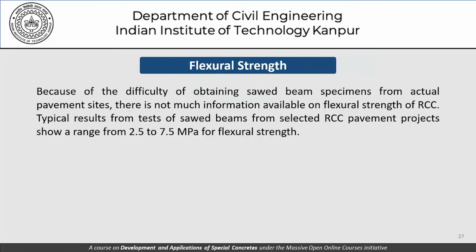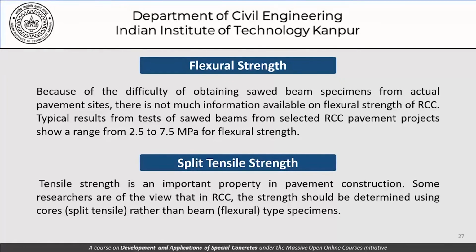As far as flexural strength is concerned, because of the difficulty of obtaining sawed beam specimens from actual pavement sites, there is not much information available in literature on the flexural strength of RCC, but typical results from tests of sawed beams from selected pavement projects show a range of 2.5 to about 7.5 MPa for flexural strength. Split tensile strength is another property which is important in pavement construction. There is some research advocating the view that the strength should be determined using cores so that a split tensile test can be performed rather than the beam type of test where we try to do flexural tests.